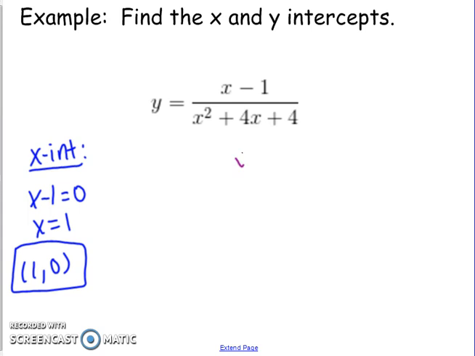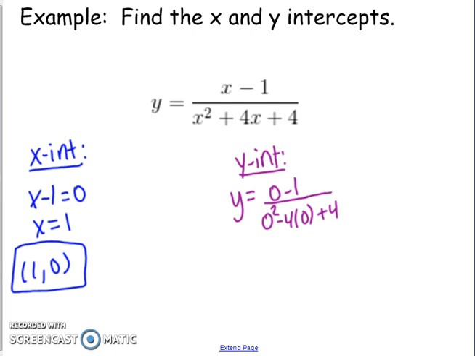For the y-intercept, we want to plug in 0 for all of the x's. So it's going to be 0 minus 1 over 0 squared minus 4 times 0 plus 4. Since everything that was once an x is just going to be 0, you're looking at your constant terms. In the initial problem, the constant terms are at the end. So it's just going to be negative 1/4. And again, we want to write it as a point. So x is 0 in this case, y is negative 1/4.